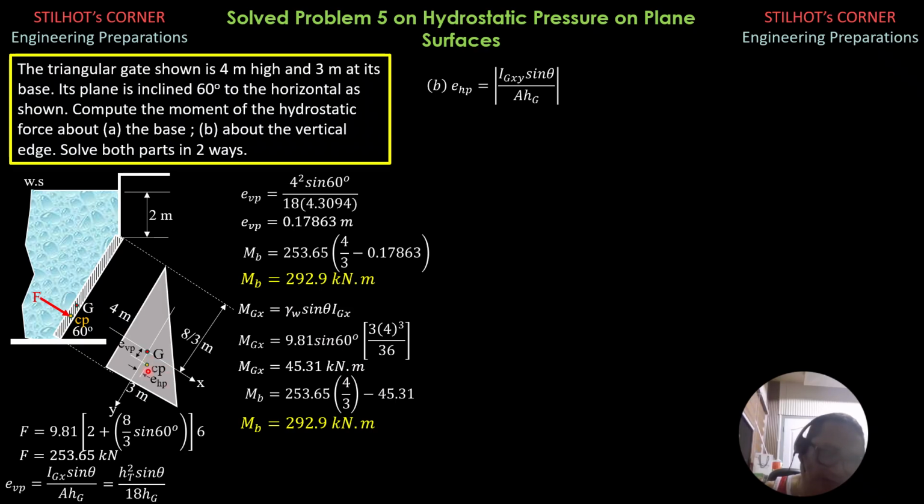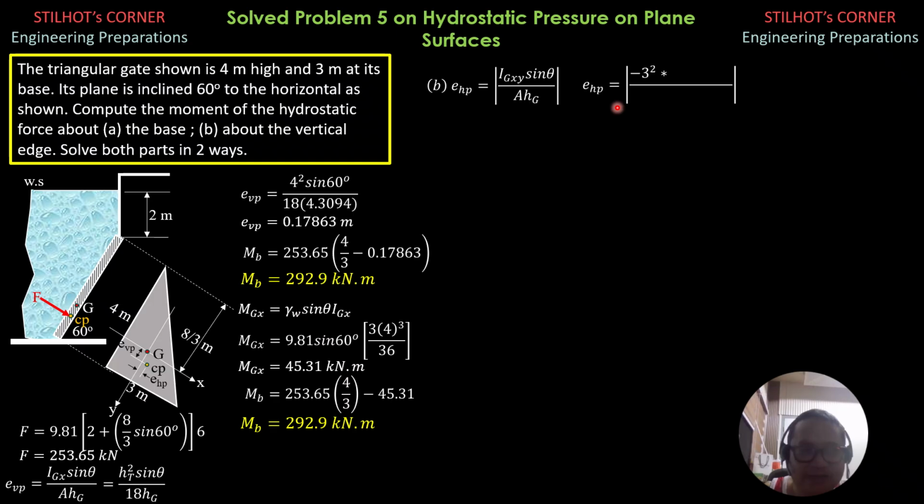to the right of the y-axis. Imagine this is the y-axis, positive direction. If you flip it vertically, this CP lies in the second quadrant where x is negative. So that's why this gives a negative value. So E sub HP, I just put it positive.